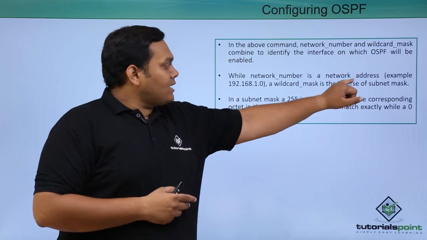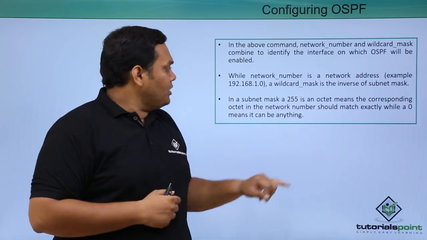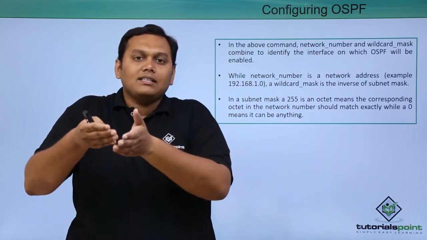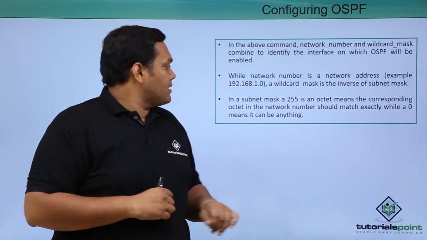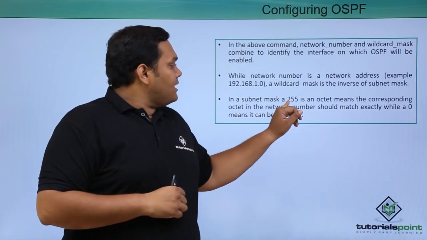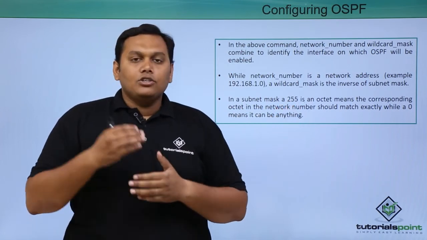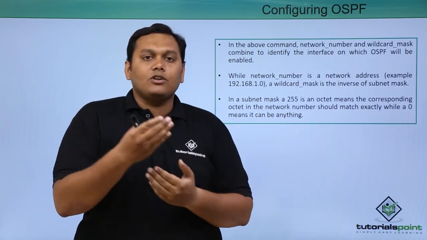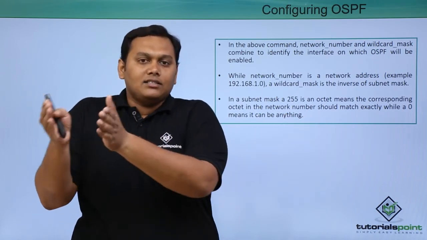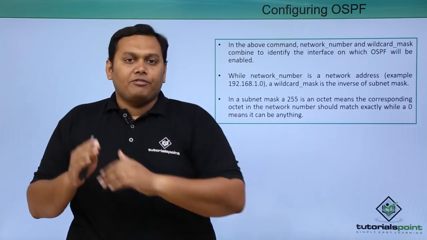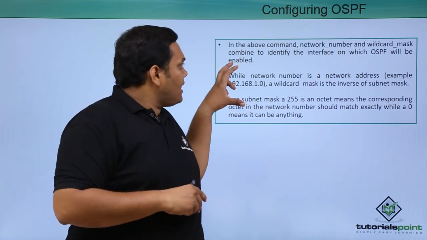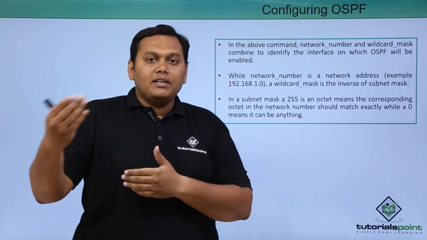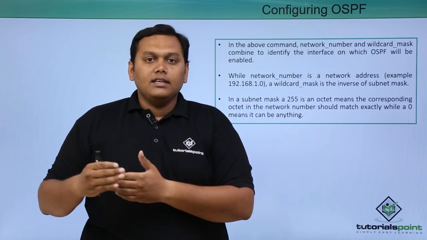While the network number is a network address, for example 192.168.1.0 is a network address for the IP address assigned to that network, the wildcard mask is the inverse of the subnet mask. In a subnet mask, if there is a 255 in an octet, the corresponding octet in the network number should match exactly, with 0 in the wildcard mask. If the other numbers are 0, the octet number is 255 here. This is how we consider the syntax and differentiate here. We will be discussing the areas and area codes in the next video.